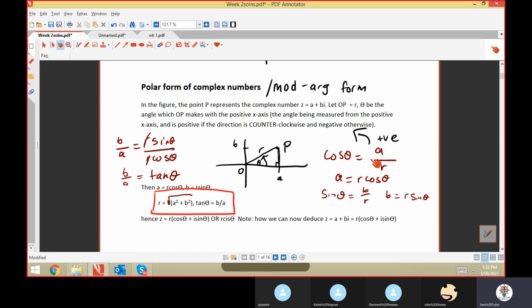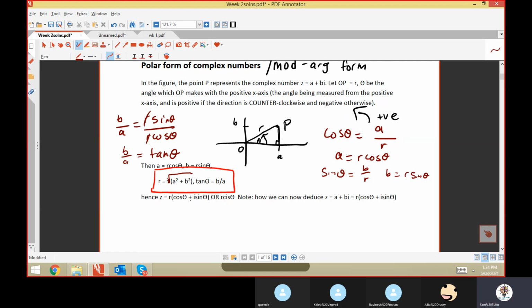So you don't need to know where it comes from unless you would like to. It's always good to know the proofs of things. But that's your formula you want to know to be able to convert to polar form or mod-arg form. All right, so we've got R equals Pythagoras, and then tan theta equals B on A. Hence, Z equals R bracket cos theta plus I sine theta.